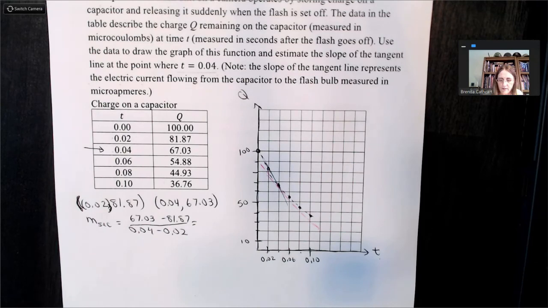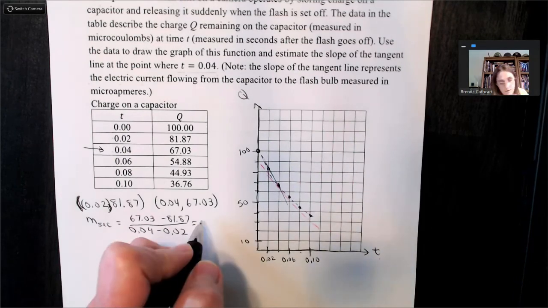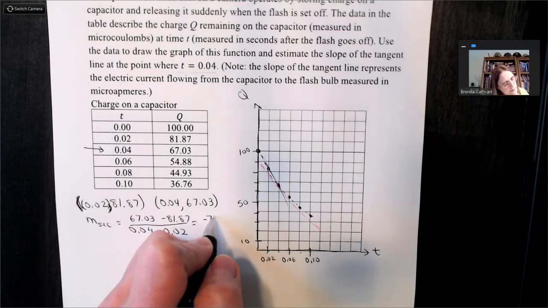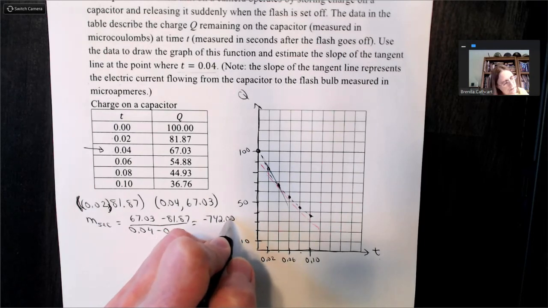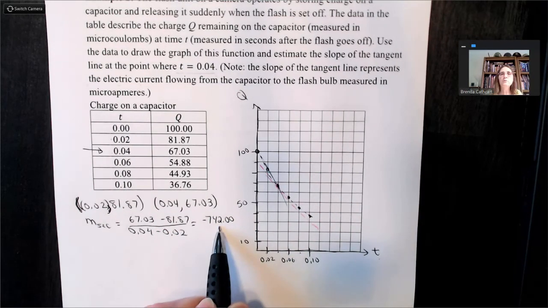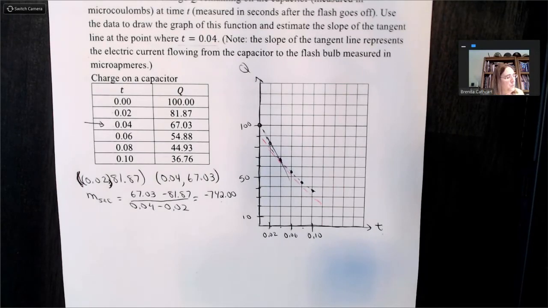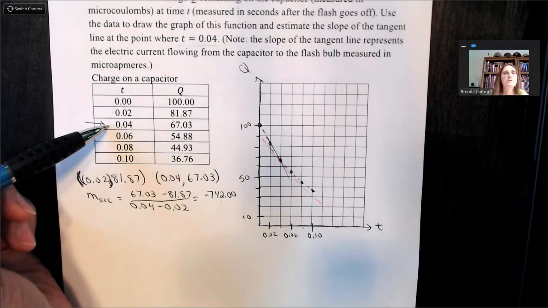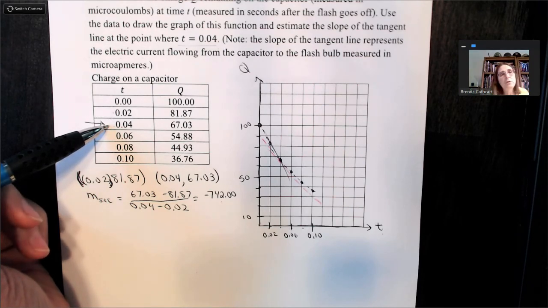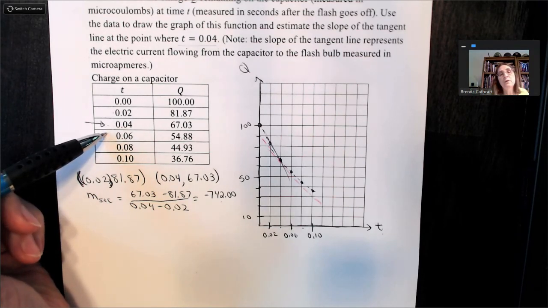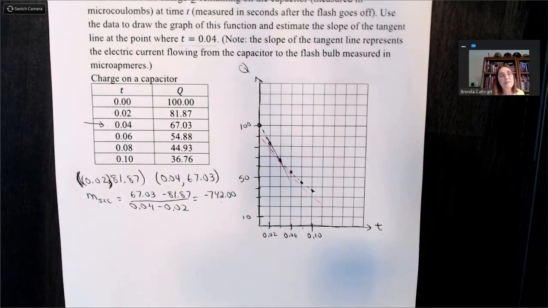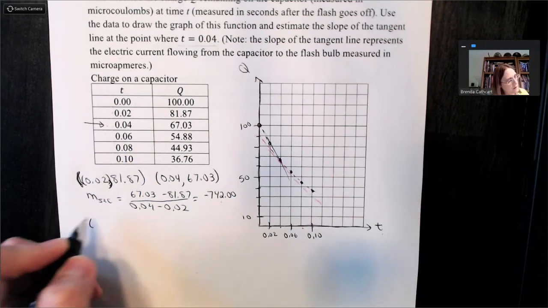And I've calculated that already. That number is negative 742.00. This is microcoulombs per second. Well, we have another point that's also very close to our point at time 0.04, and that's the point at time 0.06. So let's estimate that slope of that secant line as well.